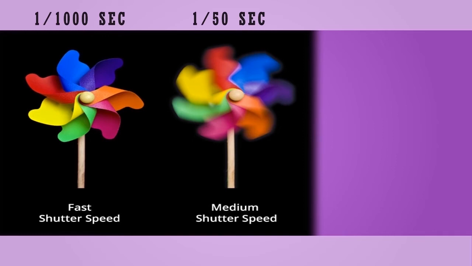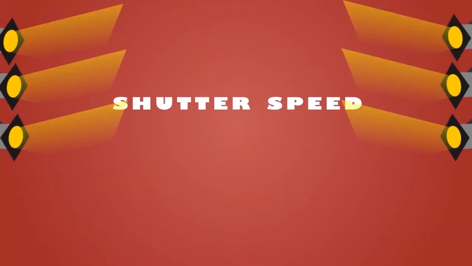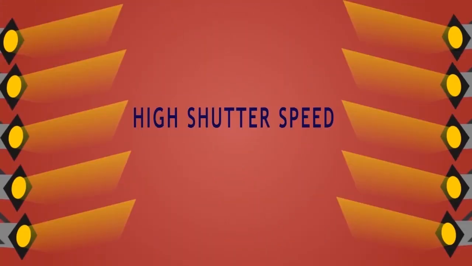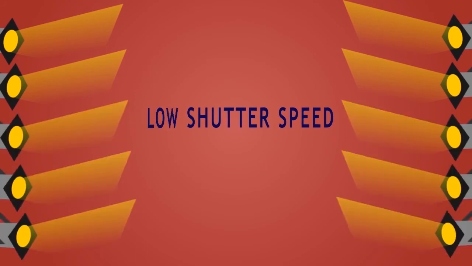And as you keep pushing the shutter speed value up, you will reach the slower shutter speeds. That is anything above 1 second, and you'll get completely blurred images. Shutter speed also affects the exposure. High shutter speed, lower the exposure. Low shutter speed, higher the exposure.